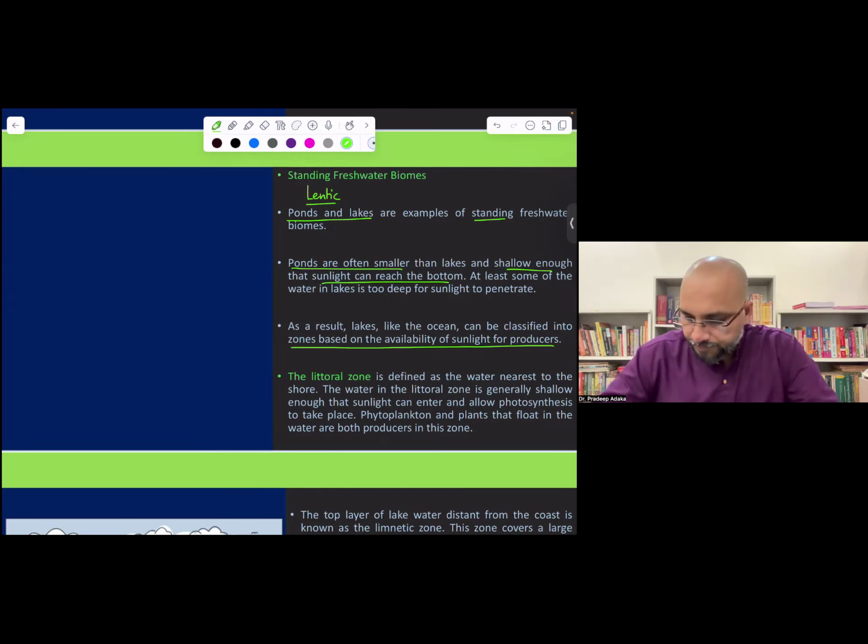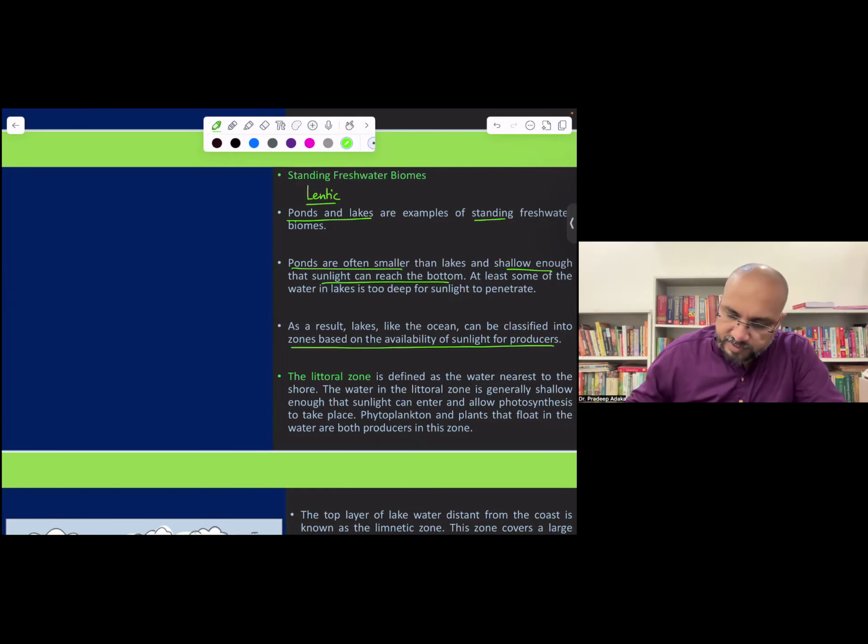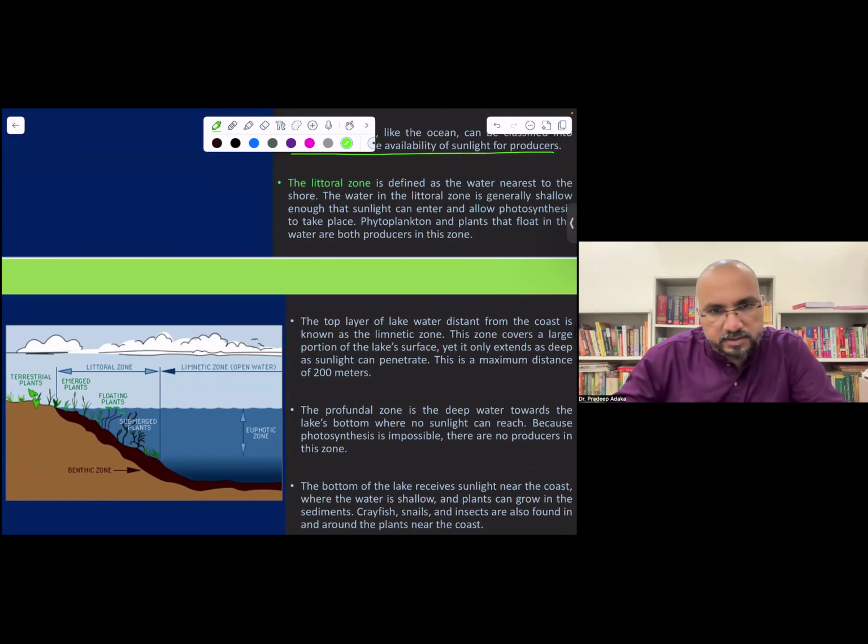So here lakes can also be classified into different zones. We are looking into different zones in the static freshwater ecosystem. So you have the littoral zone. The littoral zone is near the bank, or nearest to the shore. So this whole region here is your littoral region, near to the shore.